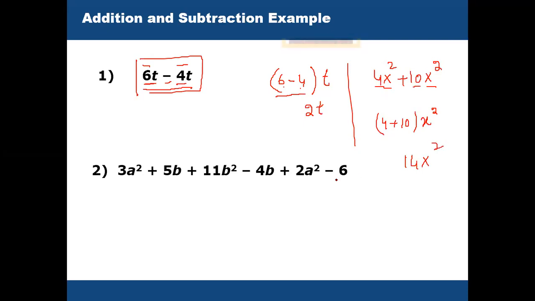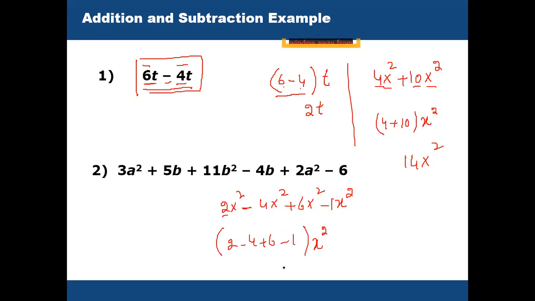Same if we have four or five terms, like one is 2x square minus 4x square plus 6x square minus x square. How can we simplify this one? These are like terms. All have x square, x power 2. So take x square common. First one we have 2, then the symbol minus 4, then plus 6, and then minus. We have what? We have 1. The x square coefficient is 1.